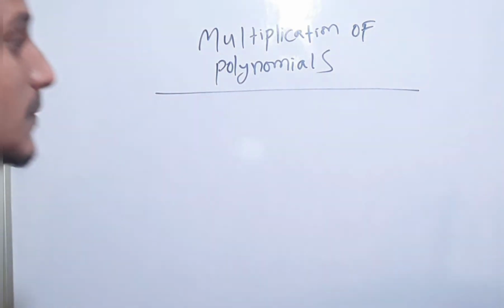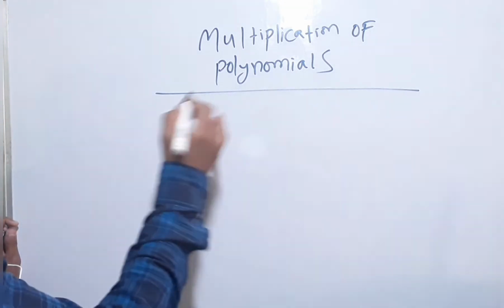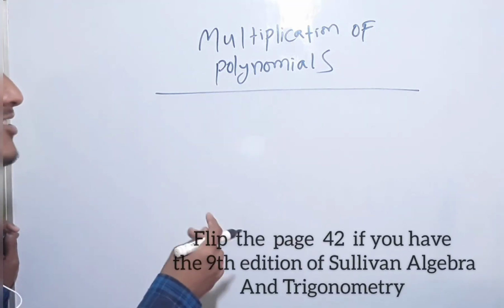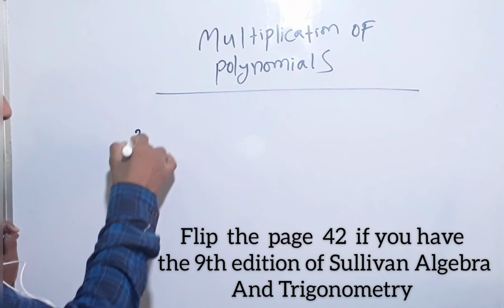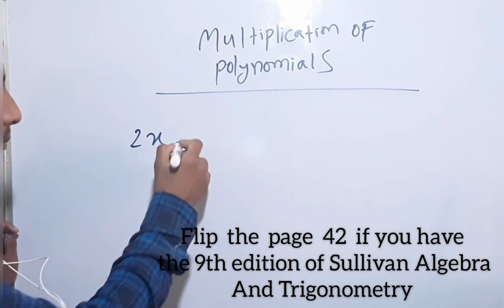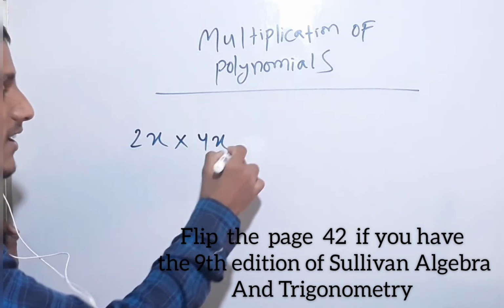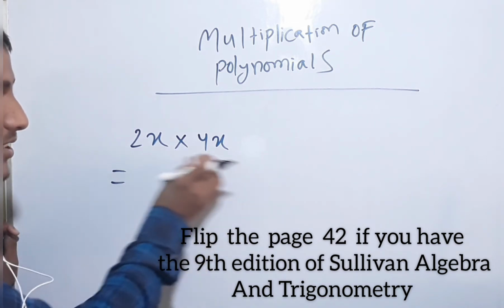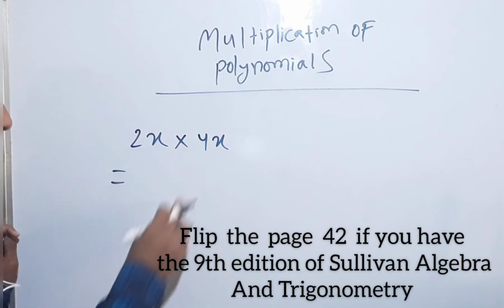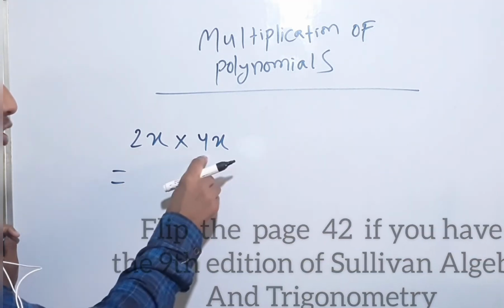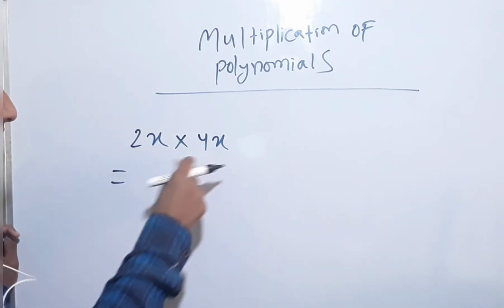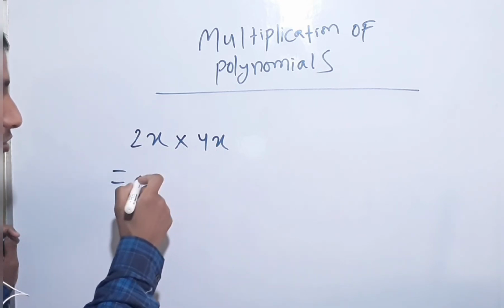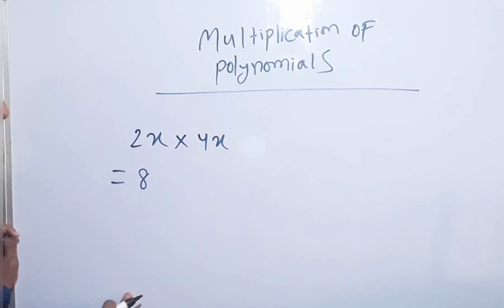Multiplication of polynomials. Before going into complex multiplication of polynomials, let's learn how to multiply two terms. Say 2x, which is just a single term, times, let's say, 4x. How can you multiply these two terms? It's pretty simple. These two are monomials. To multiply them, you multiply the coefficients. The coefficients here are 2 and 4. If you multiply that, you get 8, and then multiply whatever is left.